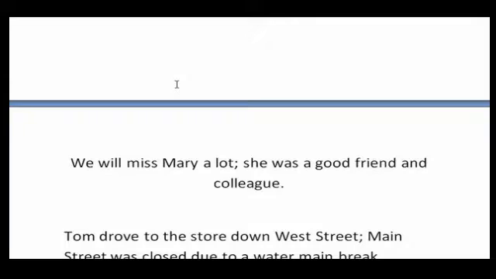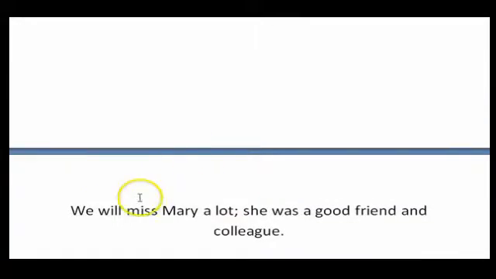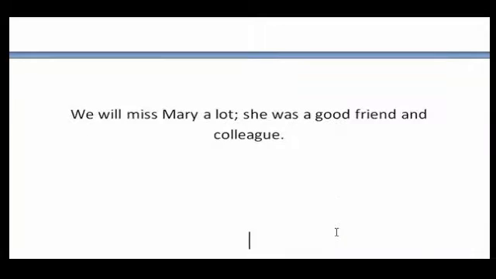So, for example, we will miss Mary a lot. She was a good friend and colleague. In that phrasing, we will miss Mary a lot, she was a good friend and colleague. The reason we'll use a semicolon in place of a period here is that these two ideas are so closely related. Again, remember, all punctuation is a cue to the reader on how to interpret how the writer might combine these things in the writer's absence, how the writer might say these things.